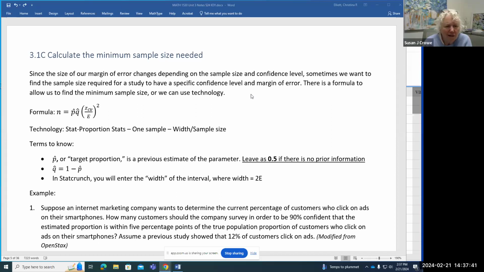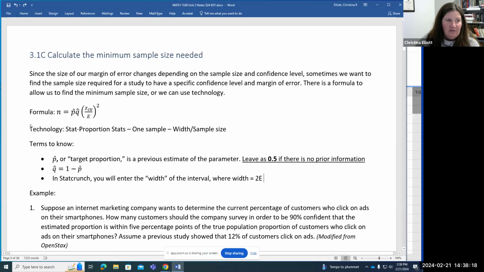Yeah, because you want to have enough people that you don't have a huge margin of error, and still have a pretty high confidence level. Right. So, since the size of our margin of error changes depending on the sample size and confidence level, sometimes, like you said, I'll need to find that minimum sample size. There's a formula that you can use, and we'll talk about that. But we really prefer using technology to find it because we have the technology available.